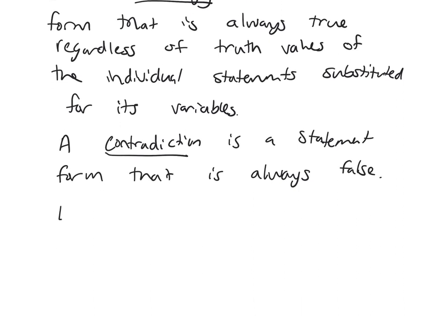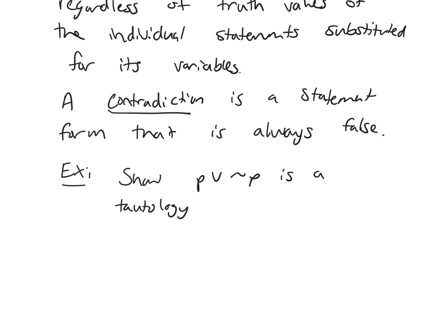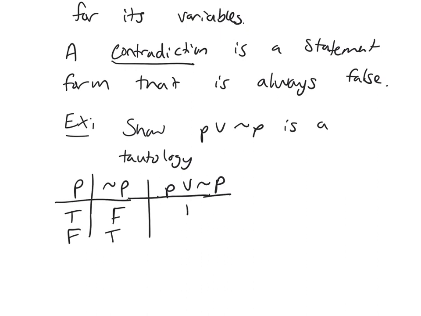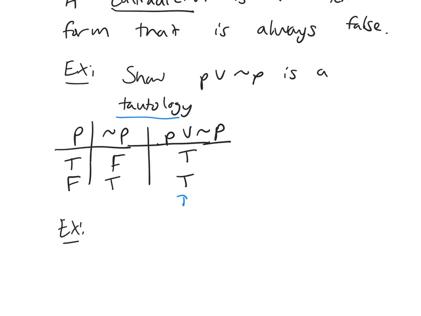So let's show something as a tautology. P or not P is a tautology. So I need to construct the truth table. There's one statement variable P, so I'm only going to have 2 rows in my truth table, true, false, and then I need not P, so flip the entries. And now the last column will be P or not P. You just need a single T to write down a T here. So again, this column only had T's in it, so this shows that this statement form is a tautology. You could do something similar to show P and not P is a contradiction.